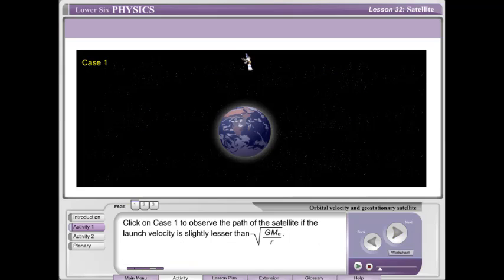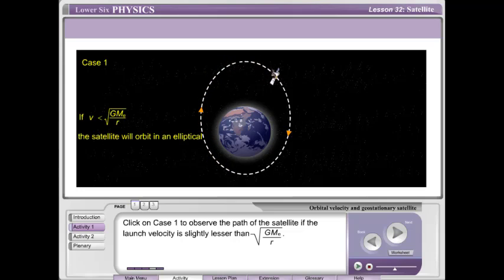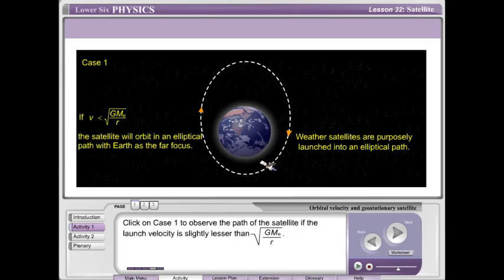Click on Case 1 to observe the path of the satellite if the launch velocity is slightly lesser than square root of G Me over r. If v is less than square root of G Me over r, the satellite will orbit in an elliptical path with Earth as the far focus. Weather satellites are purposely launched into an elliptical path.